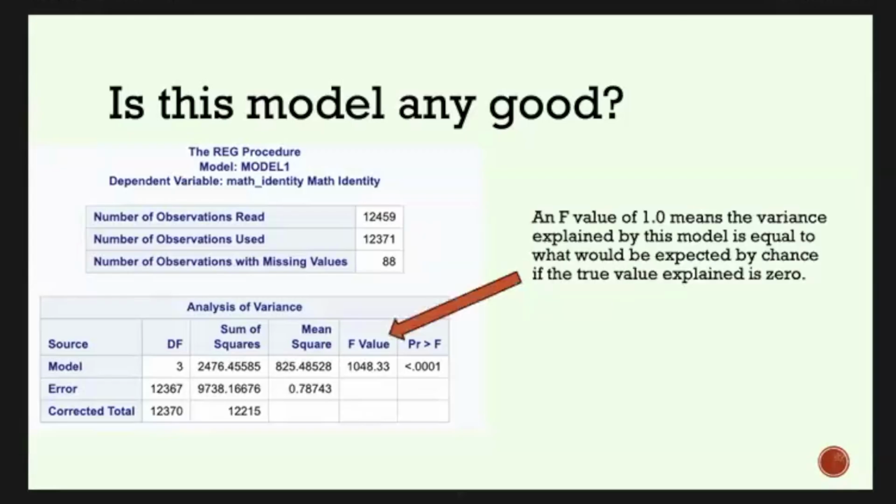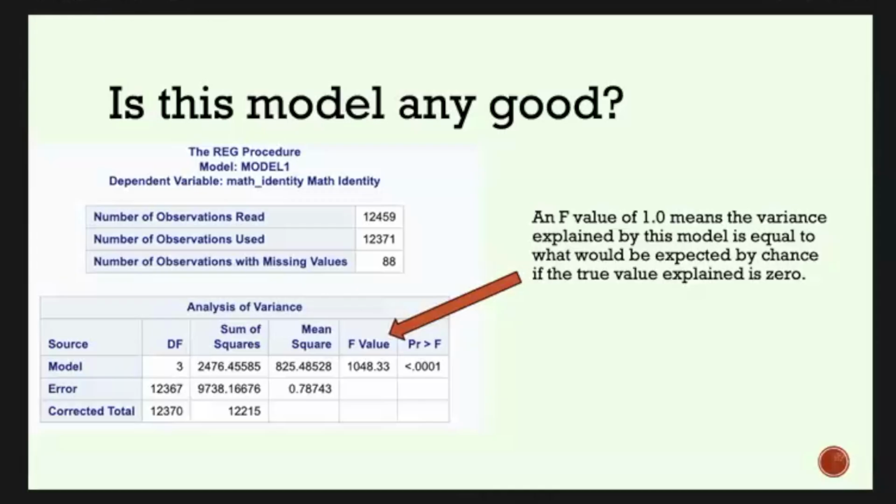That's all good. An F value down here, an F value of 1.0 means the variance explained by this model, it's also called an F ratio, is equal to what would be expected by chance if the true value explained is 0. So we have a ratio, the amount we would expect just randomly, because probably the correlation of Y and predicted Y isn't going to be exactly 0. It might be 0.01.